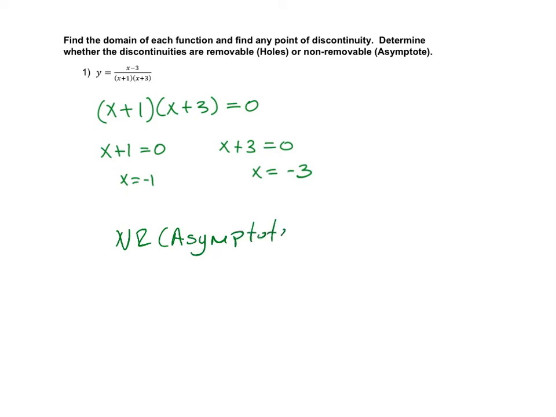Asymptotes. In another video, we're going to watch how we graph and the meaning of that asymptote, right? So in this case, x equals negative 1 or x equals negative 3. So my domain is all real numbers except negative 3 and negative 1. That's it. Okay. So my next equation, my first step, I'm going to check if I can simplify anything.